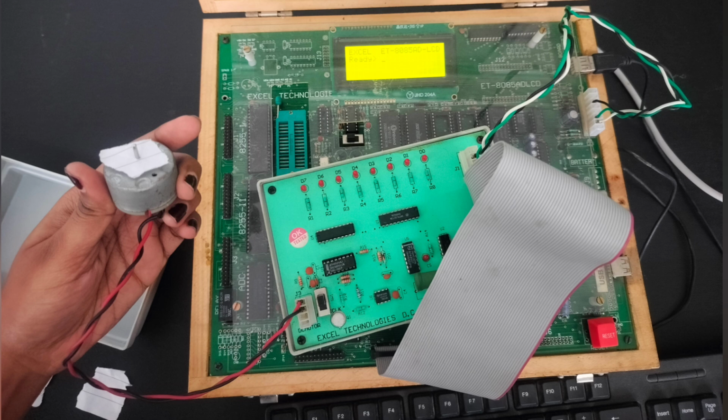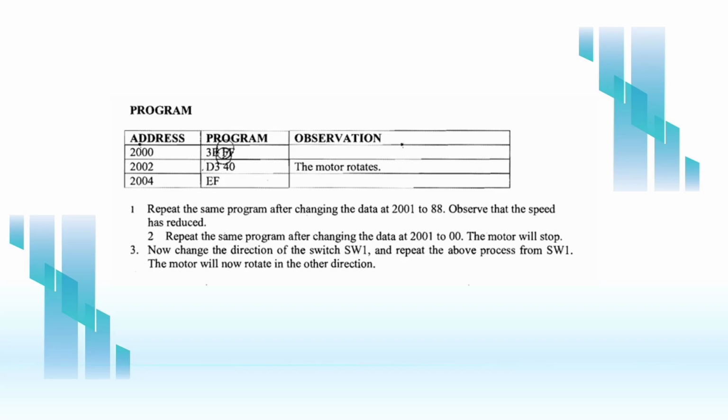The motor driver circuit is used because the microprocessor cannot supply sufficient current to drive the motor directly. In the program, we load a specific hexadecimal value into the accumulator and send it to the output port. When the program is executed with a particular value, the motor starts rotating. At the same time, corresponding LEDs glow to indicate the output data being sent to the motor.